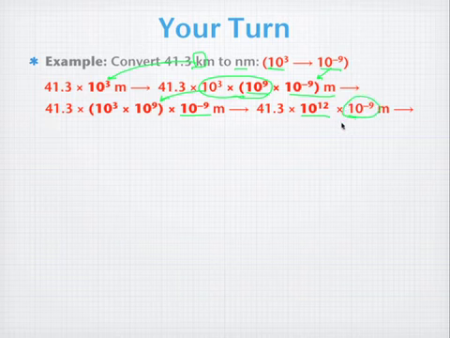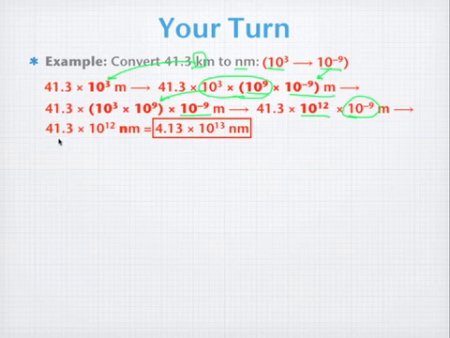Now we're going to take that nano exponent and replace it with the prefix. We get 41.3 times 10 to the 12th nanometers. Again, not valid scientific notation. If you want to rewrite it, it's 4.13 times 10 to the 13th nanometers.